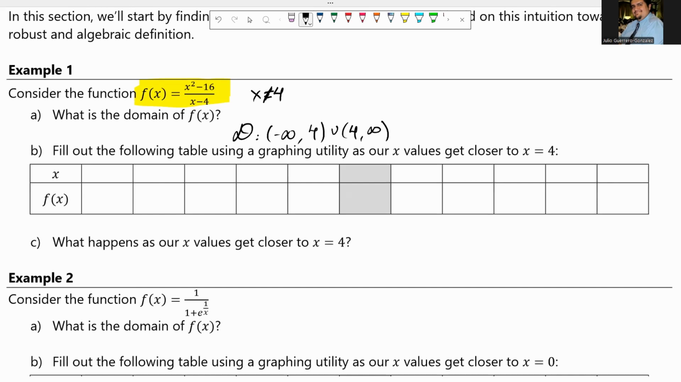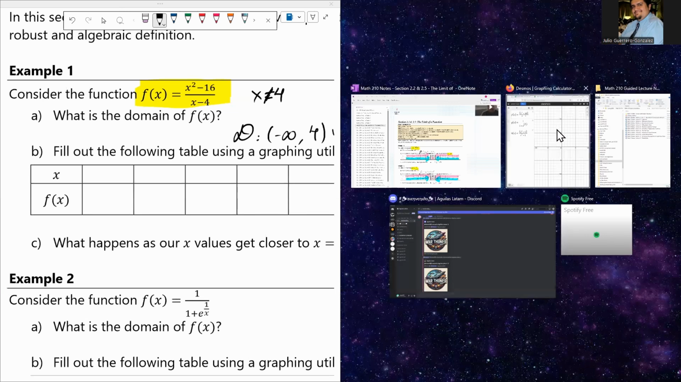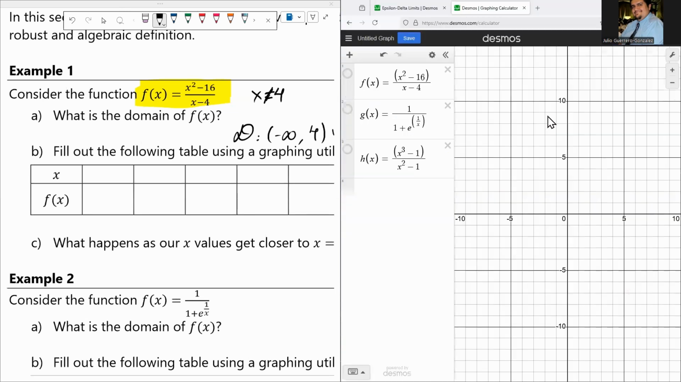Now I'm going to use a graphing utility to show this off, and we are going to start looking at values that are getting closer and closer to 4. For me to do this, I am going to do a split screen. I'm going to put our notes on the left, and I'm going to grab Desmos and put that on the right. There we go.